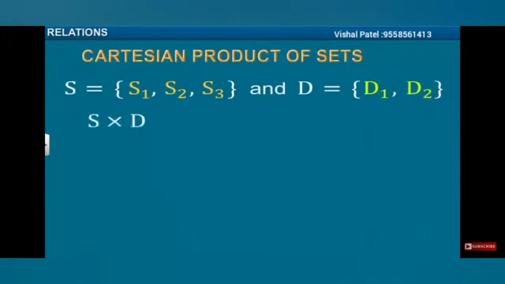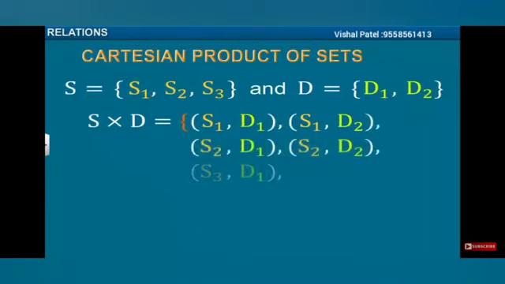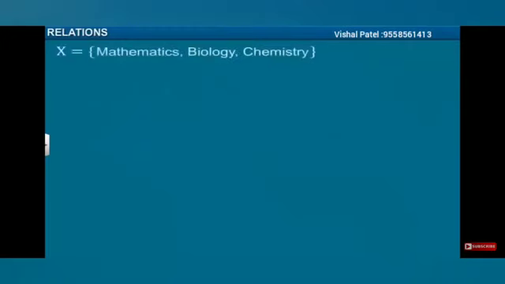So we all know in S cross D we have a total of 6 elements: S1D1, S1D2, S2D1, S2D2, S3D1 and S3D2. Total 6 ordered pairs in S cross D, using the concept that n(A) into n(B) is equal to n(A cross B).